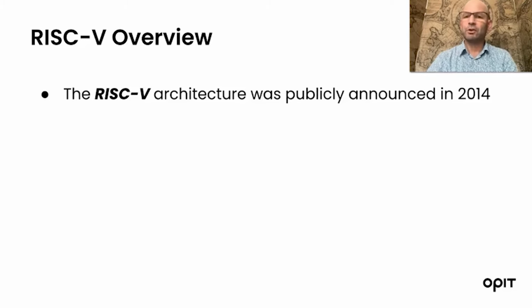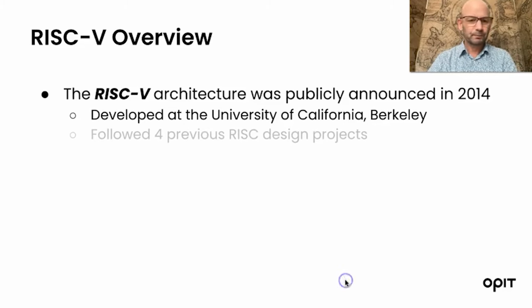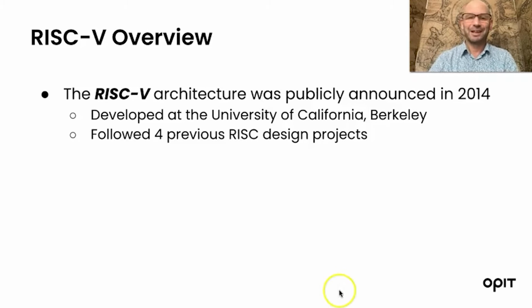So it's relatively new compared to the other architectures we've been looking at. It was publicly announced in 2014, so less than 10 years ago. And it was developed at a very prestigious university in the US, at the University of California, Berkeley. And it followed 4 previous RISC design projects, hence the V, which stands for 5 in Roman numerals. So it's the RISC-V project.